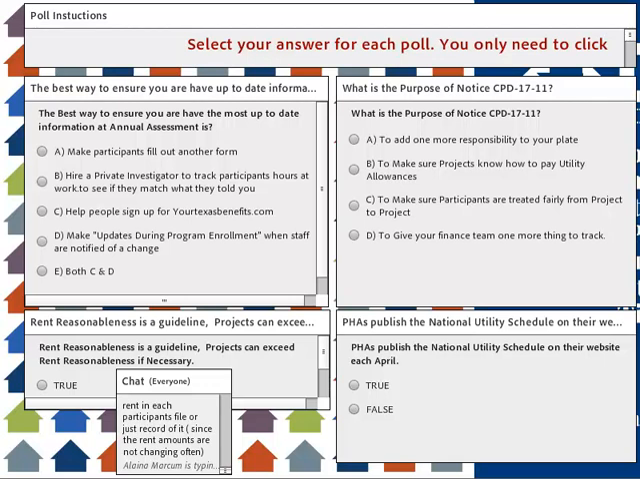Okay, so let's see here. Elena's got, for rent reasonableness, do you need documentation of how you determine the rent in each participant's file or just a record of it, since the rent amounts are not changing often? Do you need documentation of how, for rent reasonableness, you determine the rent in each participant's file or just a record of it?